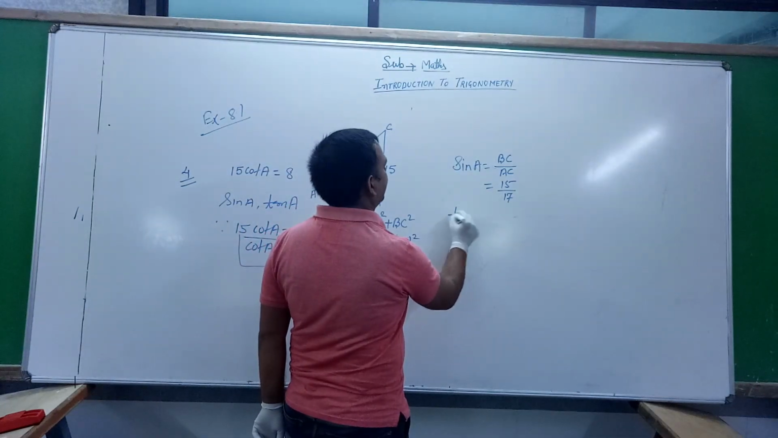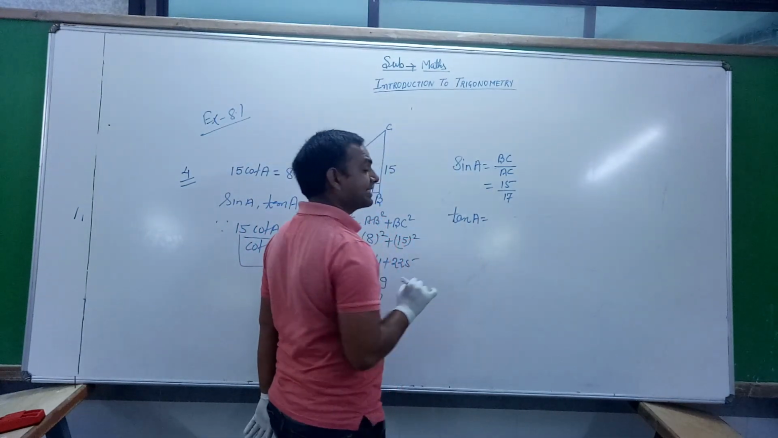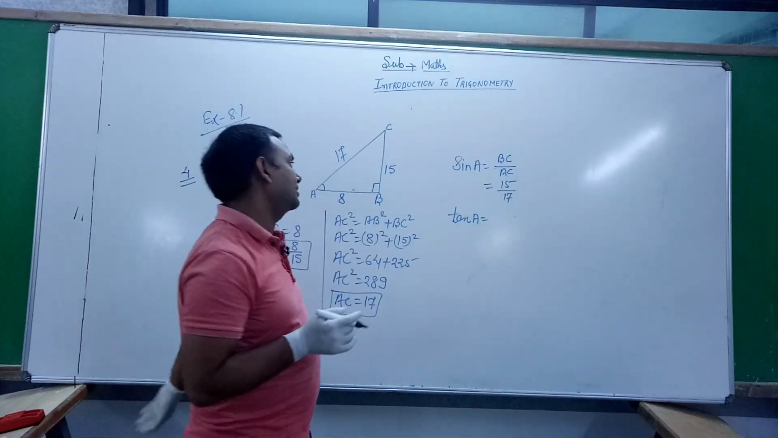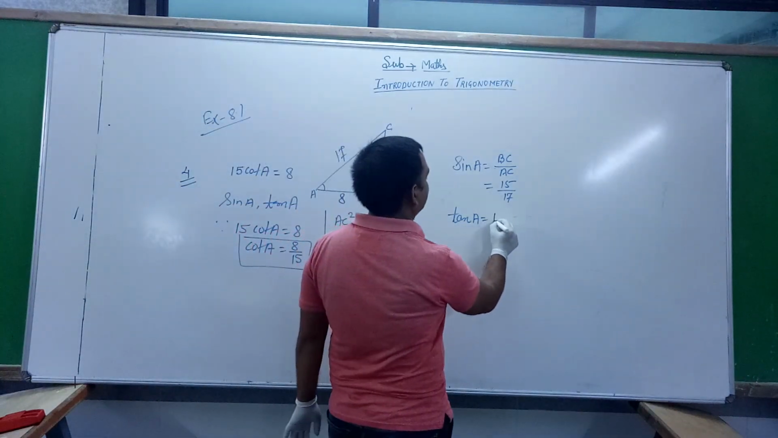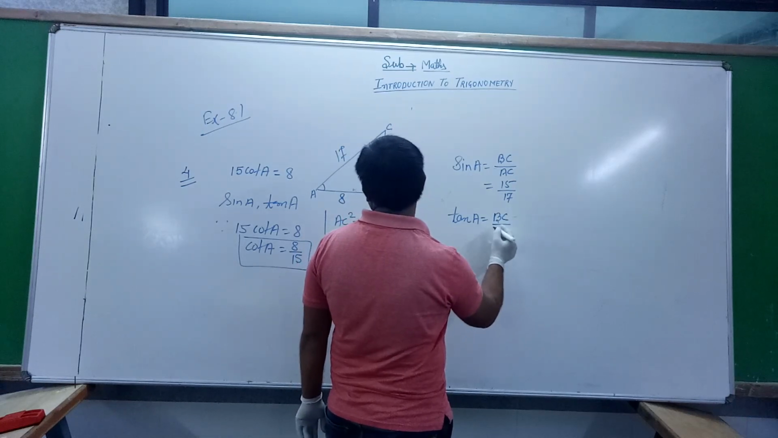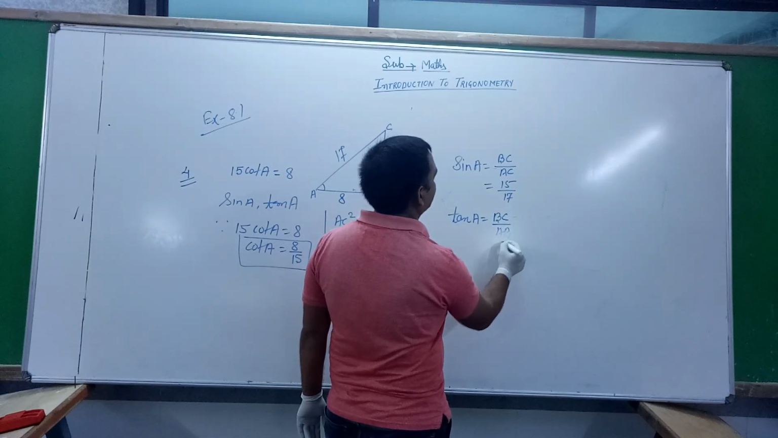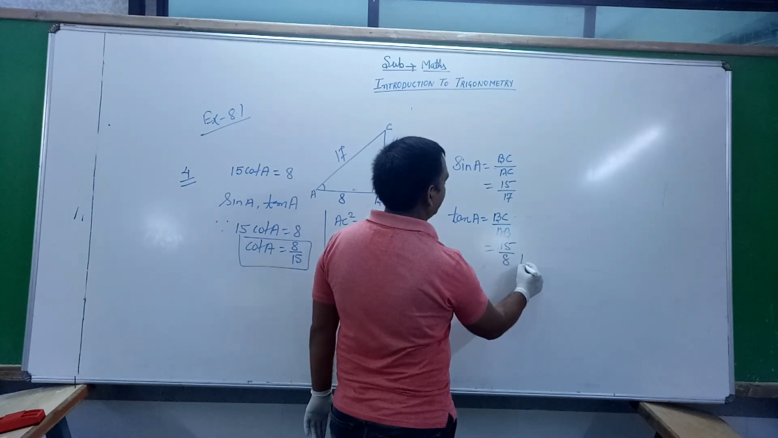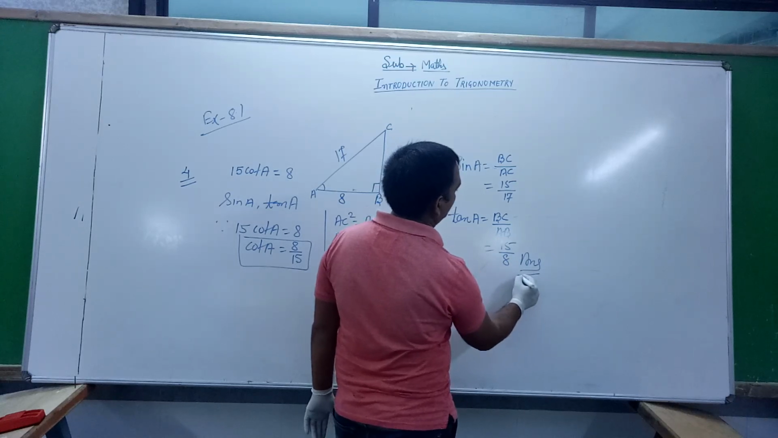Next, second is tan A. In the case of tan A, it is equal to perpendicular upon base. So here the perpendicular is BC and the base is AB. So this is BC upon AB. The value of BC is 15, so it is 15 upon 8, and that is the answer. Okay.